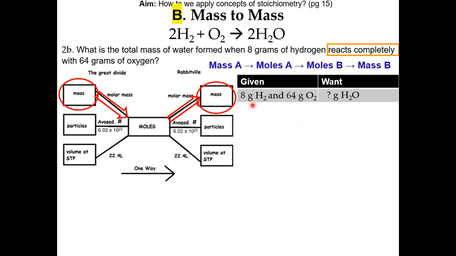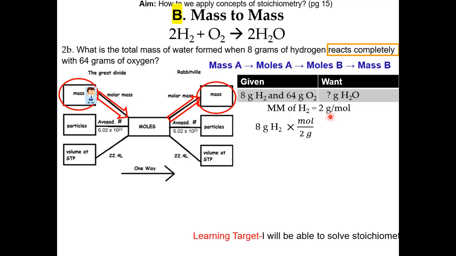So let's start with using H2, which is 8 grams. We first convert to moles by dividing it by the molar mass. So the molar mass of H2 is 2. 8 divided by 2 is 4. We have 4 moles of H2.